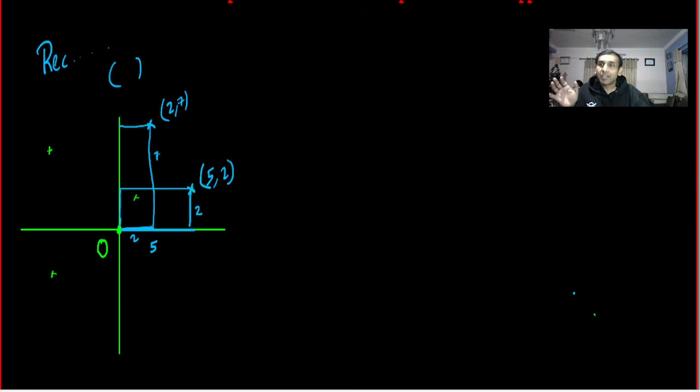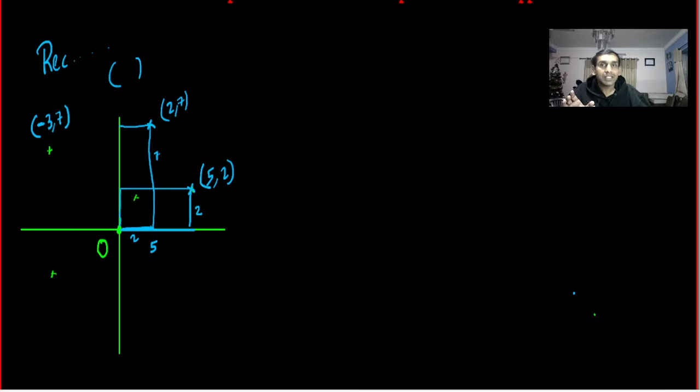By the way, if you have a coordinate something like -3, 7, this negative is not included in the length. It is just orientation. Go to the left, go up, come down. So negative and positive will control the orientation.